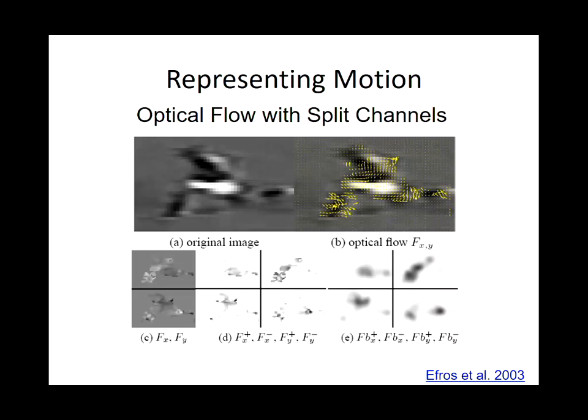Then what you end up with is that at each pixel you now have four values: this value, this value, this value, and this value. And then you can apply any type of image classification methodology to recognize the action. Because you go from an image sequence into these concise representations of the motion, and then you can apply image classification algorithms.